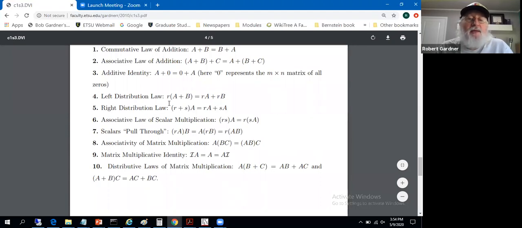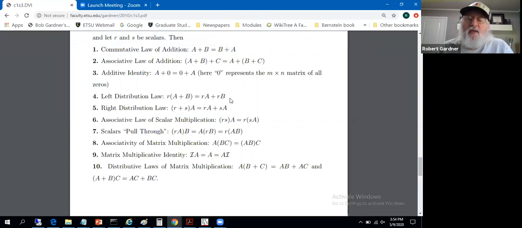We have scalar distribution: R times (A plus B) equals RA plus RB. So we get that kind of distribution. It shouldn't be terribly surprising when you think how we define scalar multiplication and how we define matrix addition. Scalar R plus scalar S times matrix A, we get a distribution of that sort, which also shouldn't be a surprise, and you should be able to figure out how to prove these things with the addition stuff.